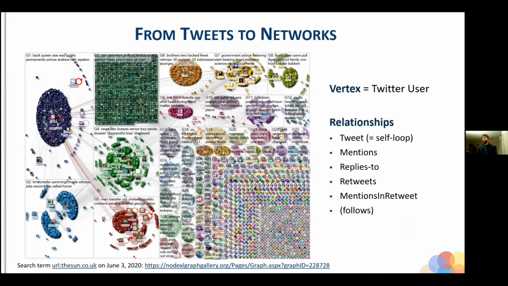All right, then it's time to get some practical. So the relationships that we have in Twitter networks are, we have the just tweet, which means no connection is made. This is what we call the self loop. If a user is mentioned in a tweet, then we have the relationship mentioned. If somebody replies to another user, that's a reply, and obviously there are retweets. And if a tweet gets retweeted where another user is mentioned, then that's mentions and retweet.